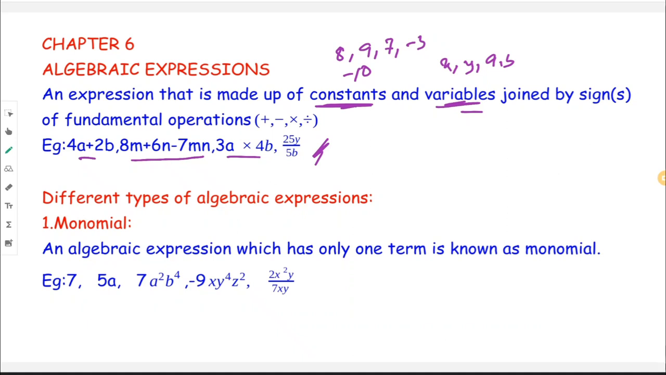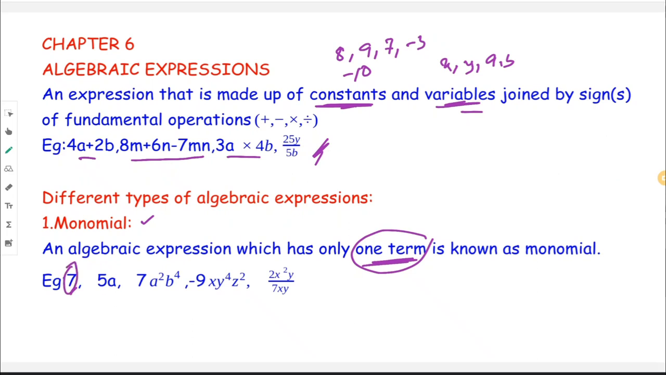Now, when it comes to algebraic expressions, there are different types. So the first is monomial. Mono means just one, right? So let's read the statement. An algebraic expression which has only one term. This is the main point: one term is known as monomial. So can you see there's just one number, 7. So this is known as monomial.